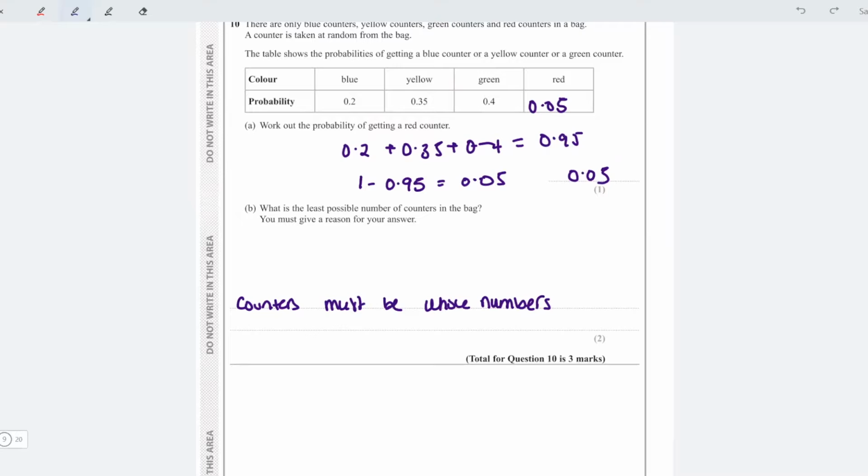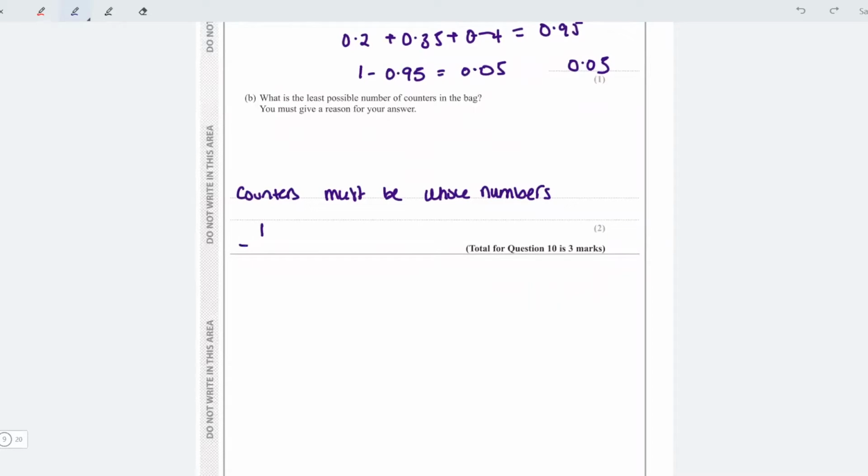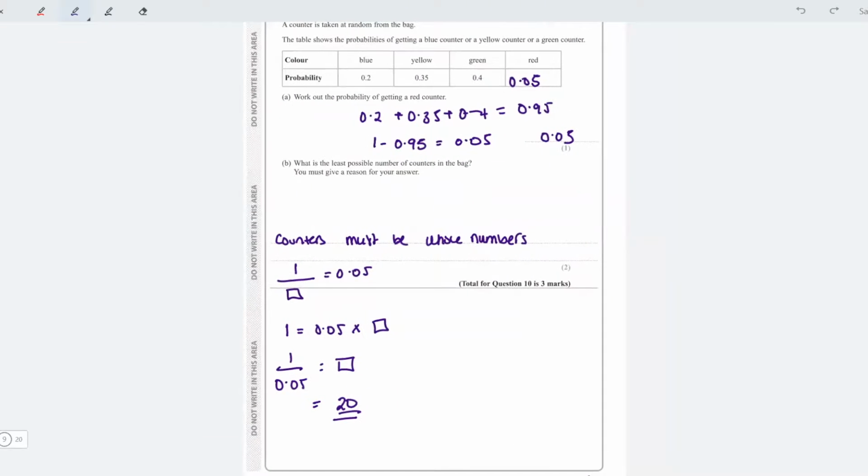So I'm going to say there has to be one red counter. Yeah, definitely can't have no counters at all. So if I say 1 out of something gives me 0.05, what does that something have to be? Well, rearrange that to this, and then 1 divided by 0.05 would give me what that would be, and that's 20. And it has to mean that we've got 20 least counters in the bag. And we went through the one with the lowest probability, which was a red. Okay. And then we assumed that, well, there has to definitely be one red counter, wouldn't there? Definitely. And then work backwards to work out what my number could be.